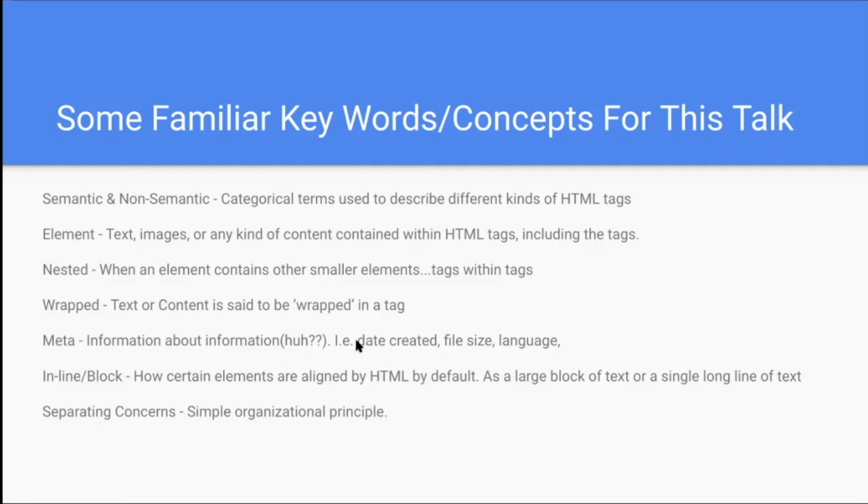And then meta information sounds like crazy stuff, but it's information about information. That's kind of a weird thing, but it's basically your data, date created, file size, all that kind of stuff. Inline and block are how text is rendered. We're going to get to all that.